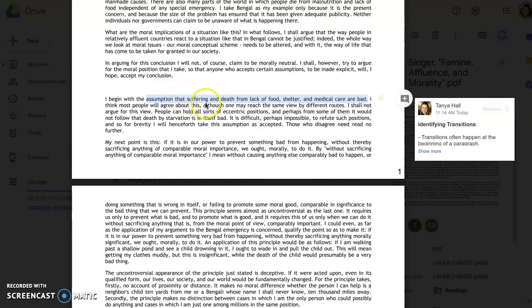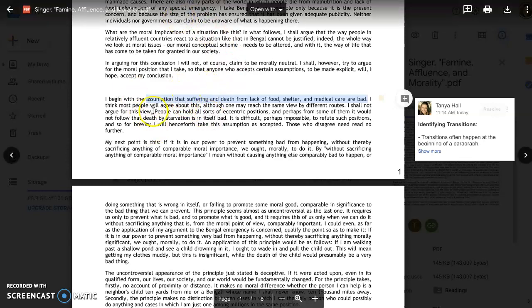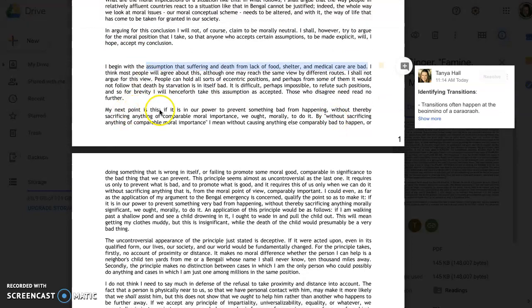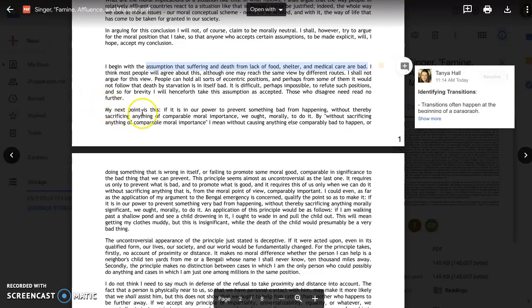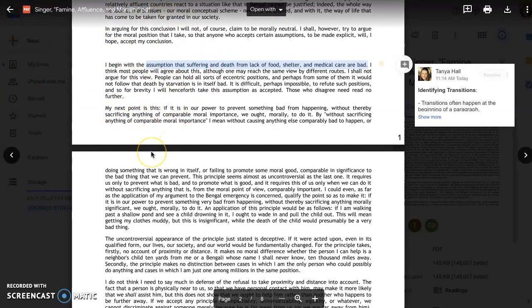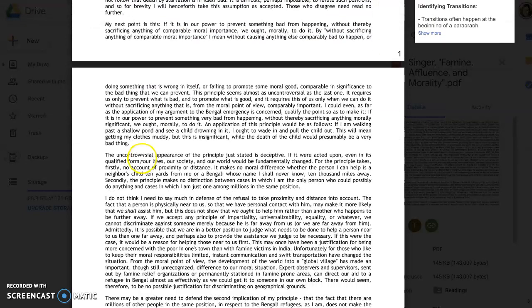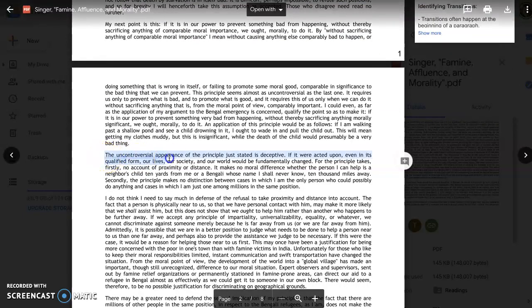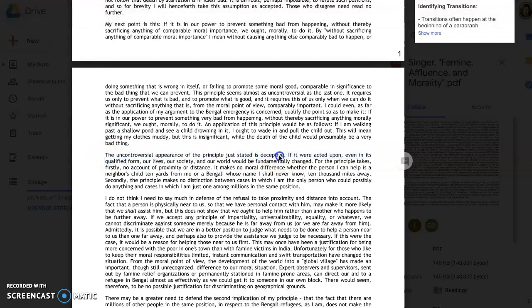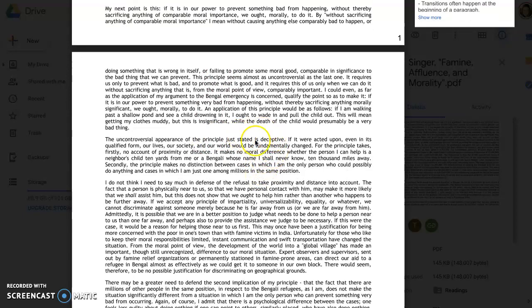So I'm noticing I'm getting a premise for the argument, but really keep skimming. So I'm getting a claim here. "My next point is this," another claim, and "my next point" connects it to this. So he's listing 2 premises in the argument for his conclusion. "The uncontroversial appearance of the principle just stated is deceptive." So he's referring to the principle of the previous paragraph, and now he's going to tell us it's deceptive.